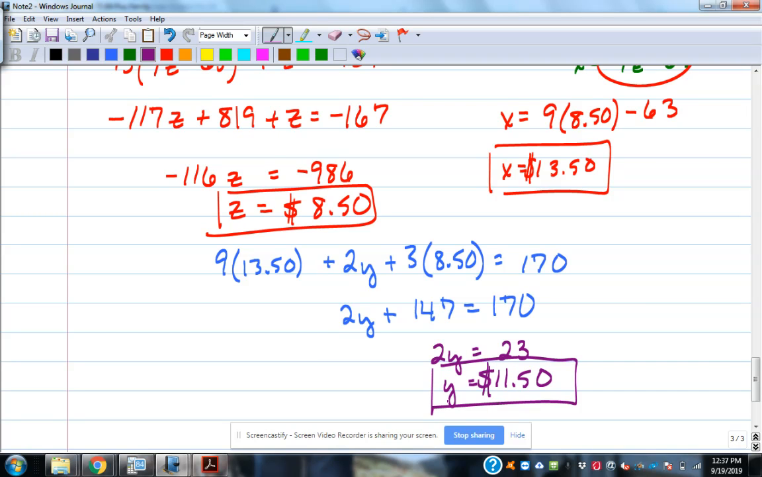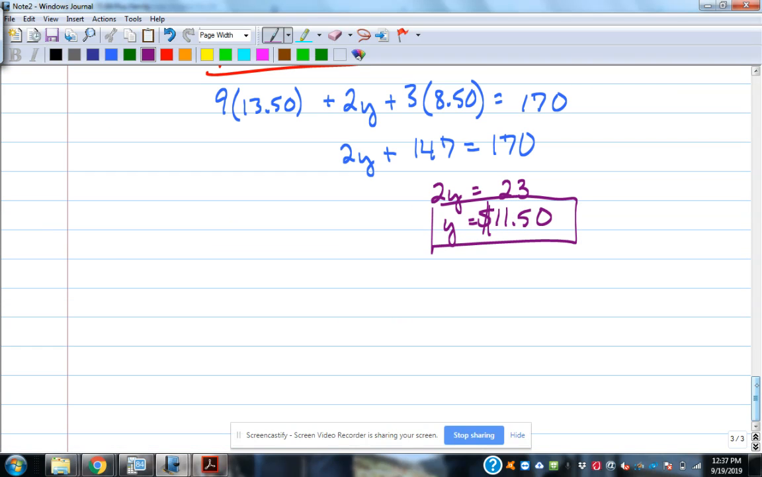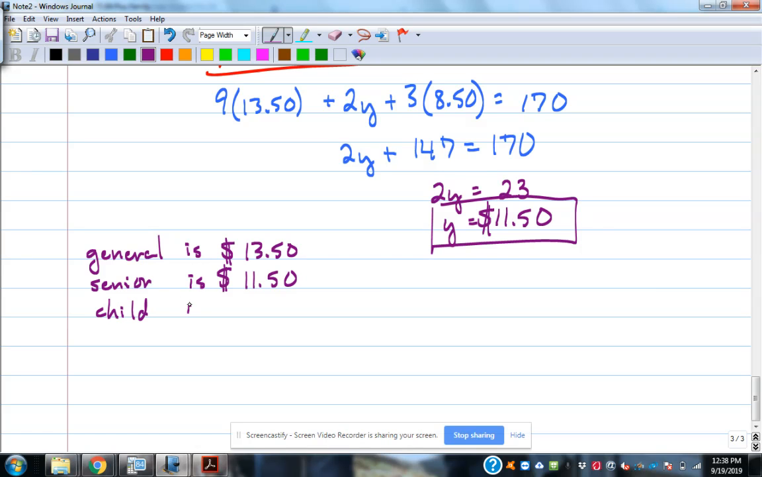Psych myself out. All right, so it's a word problem, so we've got to answer it like a word problem. Not an ordered triple here because we're not dealing with just regular problems. We're going to answer it with the question that it asks. It asks, find the cost of each type of ticket. So we just need to list out the cost of each ticket. So general admission was how much? $13.50. Senior $11.50, and child $8.50. That's right.